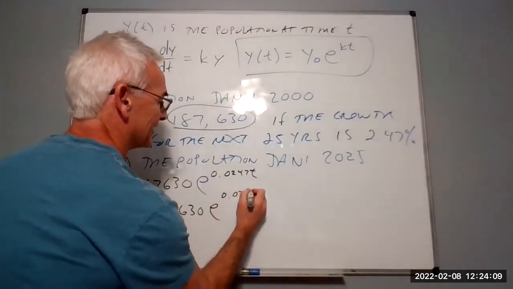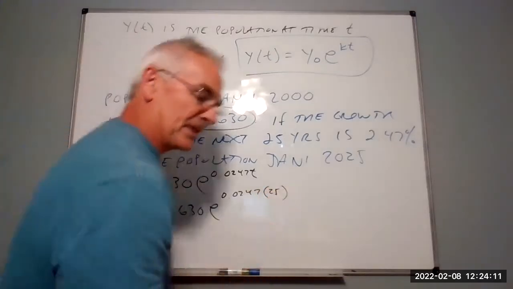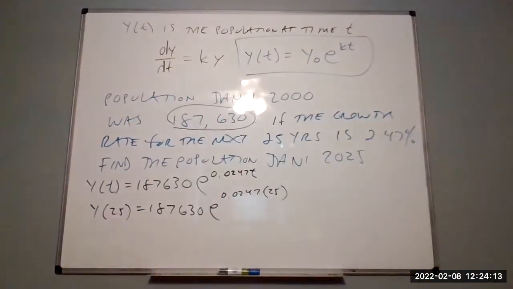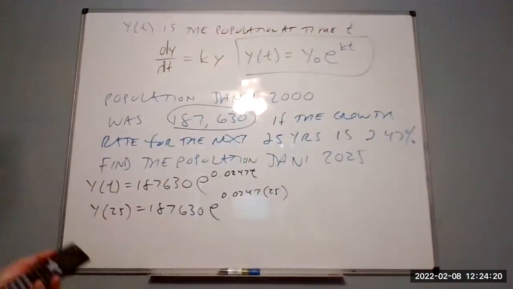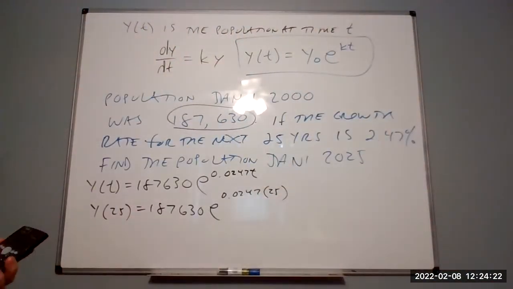There you go. And by the way, do the entire problem using a calculator. So let me grab a calculator. Okay, so I'm going to do this whole thing on my calculator. I'm going to go e raised to the 0.0247 times 25. And all of that's times 187,630. So hopefully all of us get the same answer.